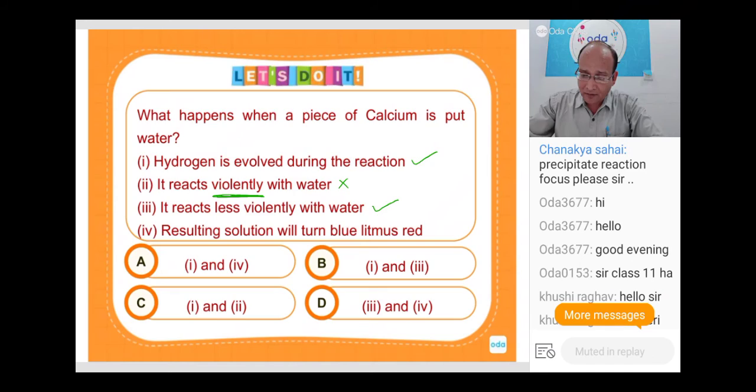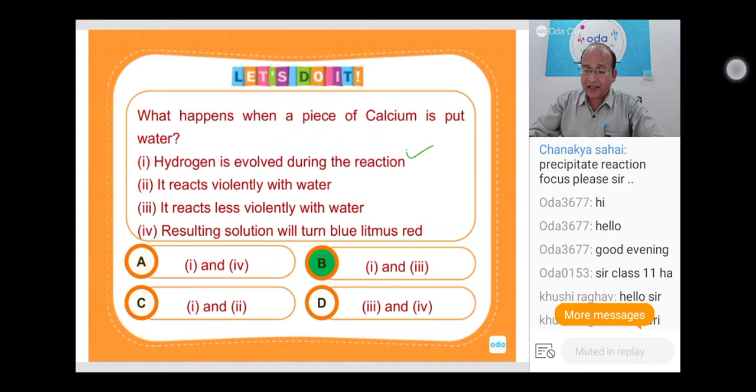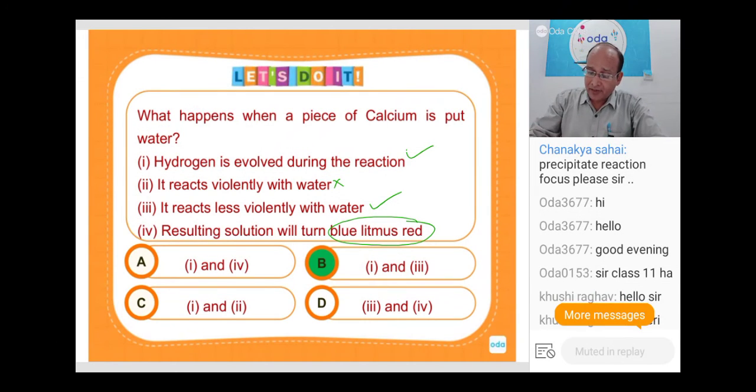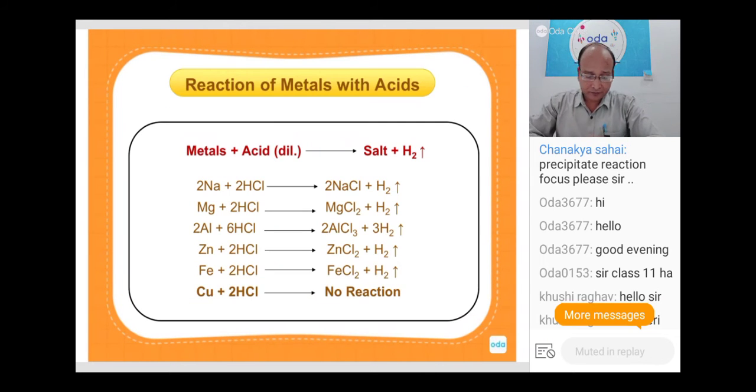I am ending the poll. So let's see what the answer is. The answer is B. This is correct. This is wrong. This is correct. And the resulting solution is what? Metal oxide's resulting solution will be basic in nature. But this one is acidic, and only acid turns blue litmus red. So this statement is not correct. So the correct statements are the first and third statements. I hope this is clear to everyone.